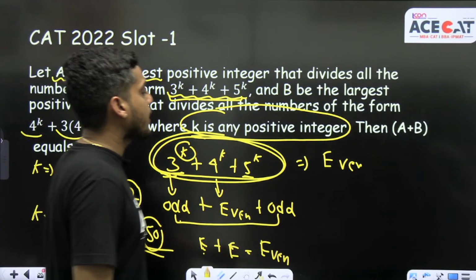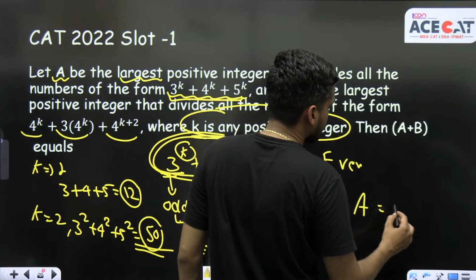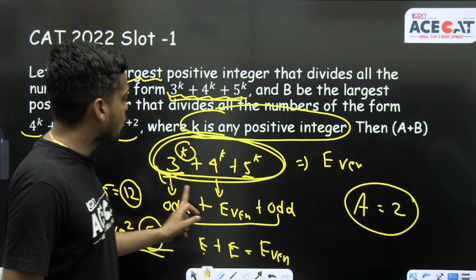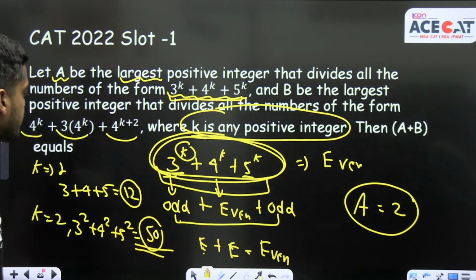So the value of a is what, beta? 2. 2 is the largest number that can always divide this expression. I hope it is crystal clear to you, guys.